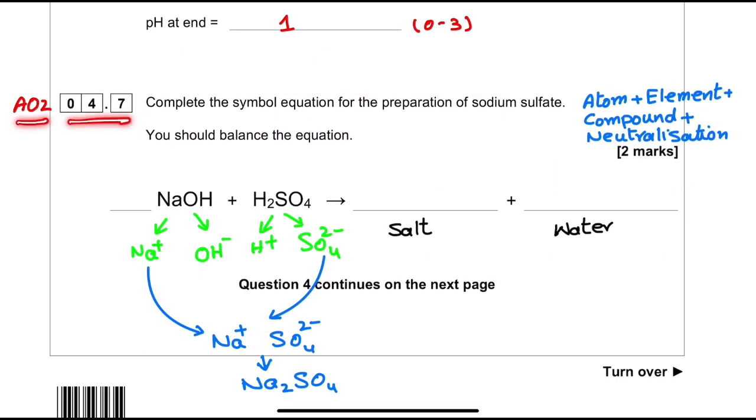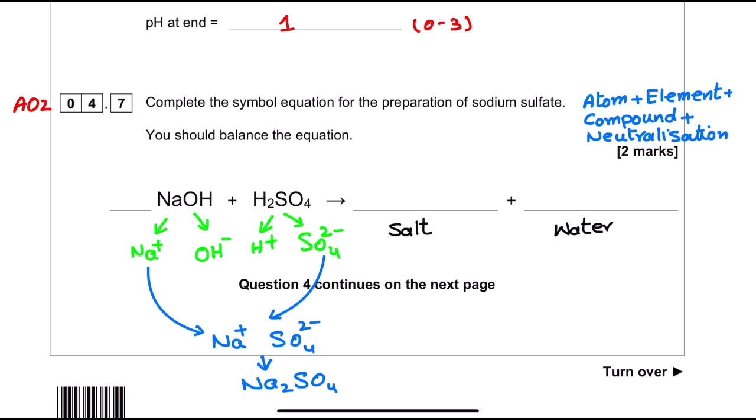4.7 is an AO2 question. Complete the symbol equation for the preparation of sodium sulfate. You should balance the equation. So we have sodium hydroxide and we have sulfuric acid. When sodium hydroxide reacts with sulfuric acid, it makes sodium sulfate.